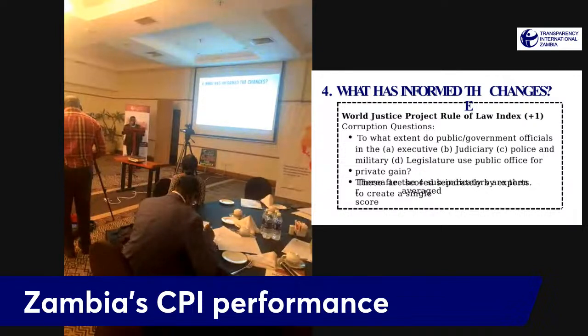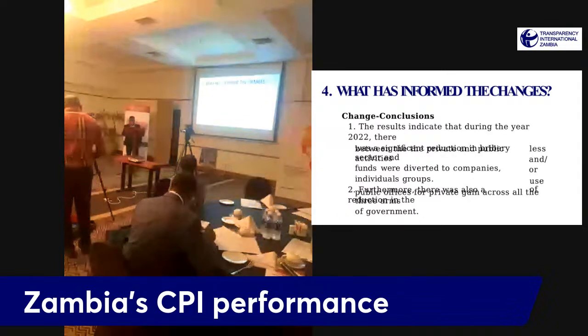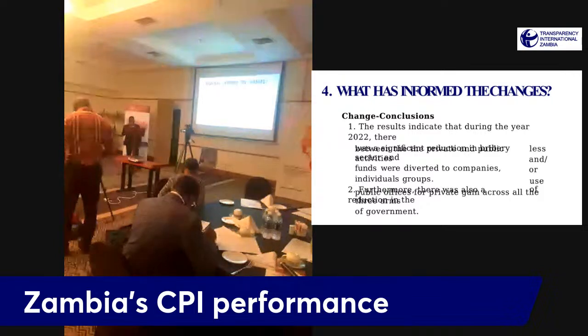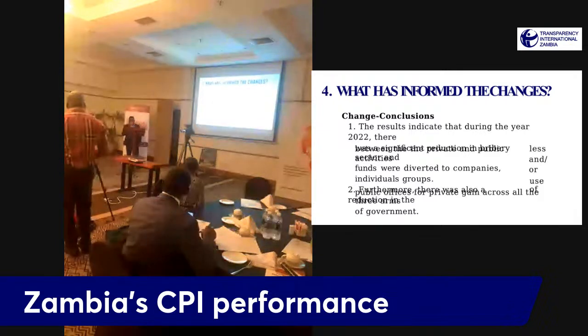So we can make the change conclusions. I call them change conclusions, which are conclusions drawn from where the change has come from in terms of the data sources. So the results indicate that during the year 2022, there was a significant reduction in bribery activities between the private and public sector, and less funds were diverted to companies, individuals, and/or groups. Furthermore, there was also a reduction in the use of public offices for private gain across all the 3 arms of government. So that is what the improvement has been. As I mentioned, the improvement was not significant to 1 point, so the CPI score has remained constant despite that improvement.